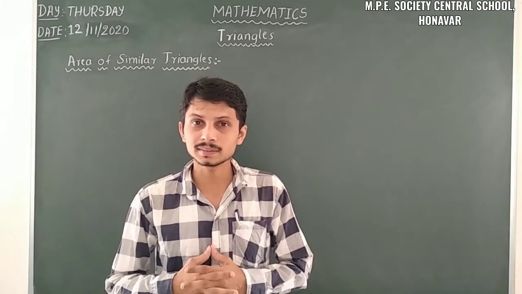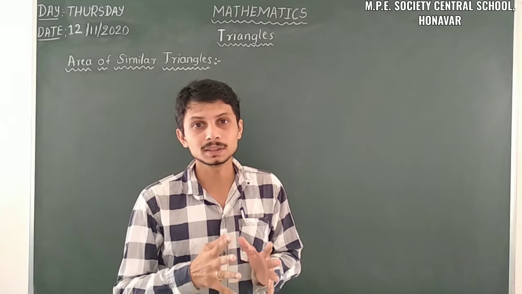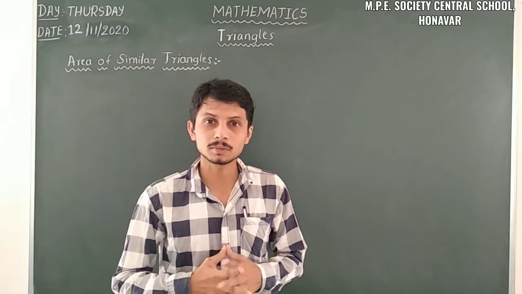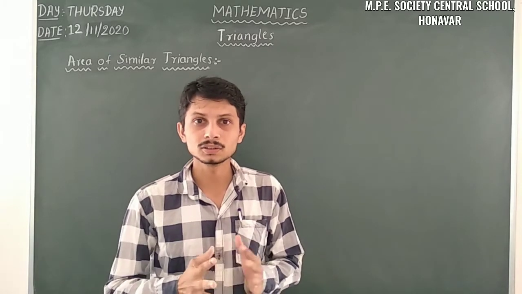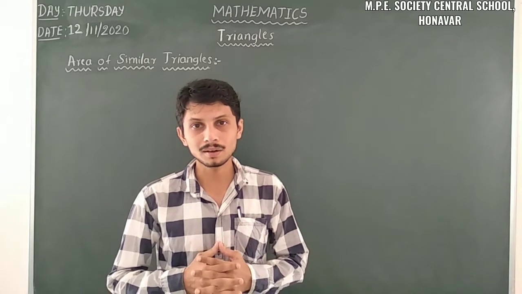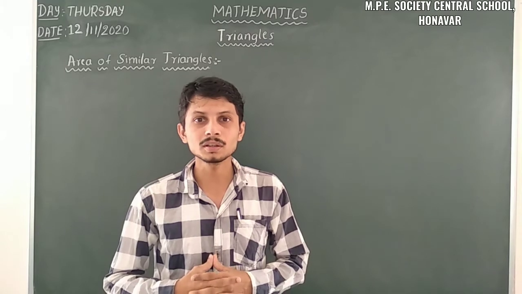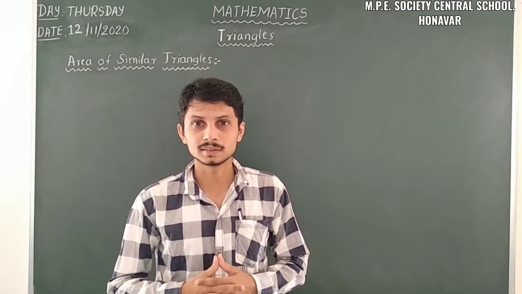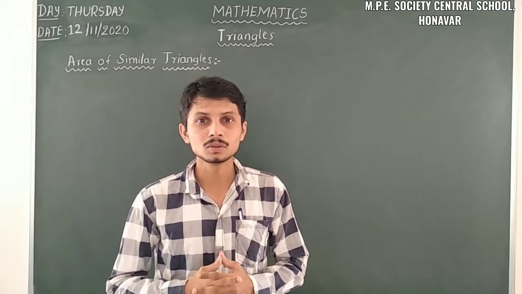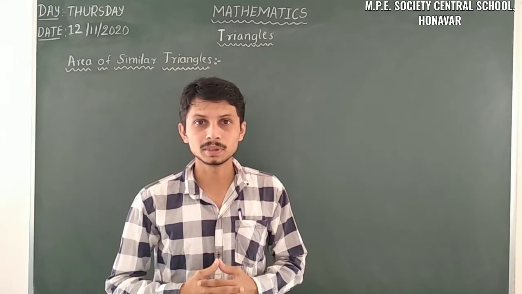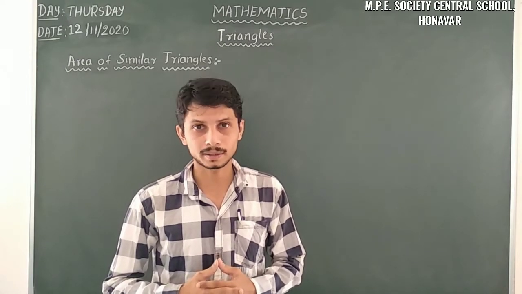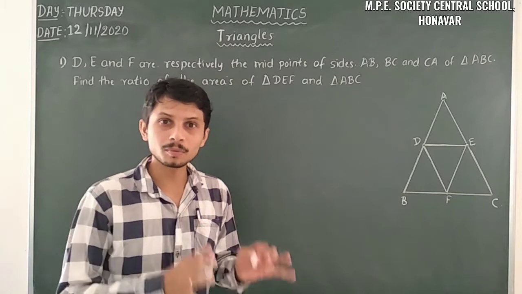Last class we discussed a topic from 10th standard, that is triangles. In triangles we already discussed what is meant by a triangle, what is meant by similarity of triangles, and some of the similarity criteria. We also discussed area of similar triangles and some problems based on it. Now we move on to the next problem based on area of similar triangles. Let us take the first problem of this video.